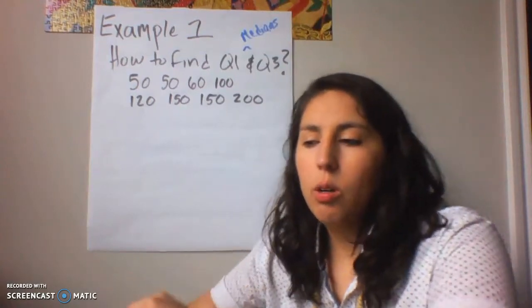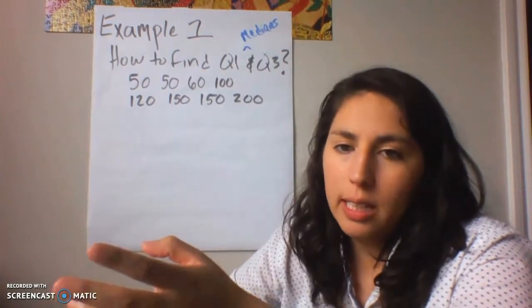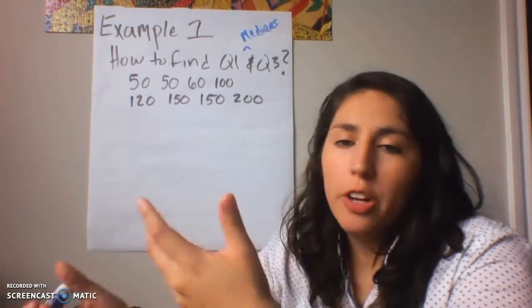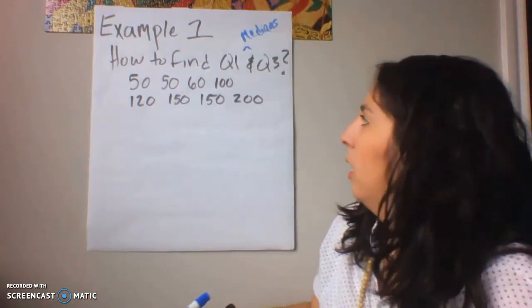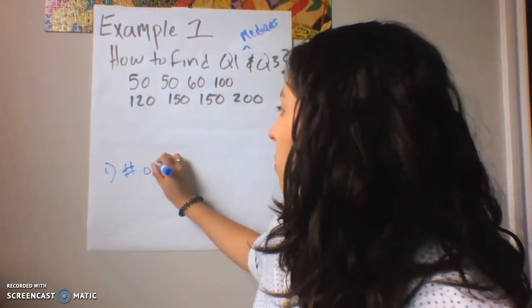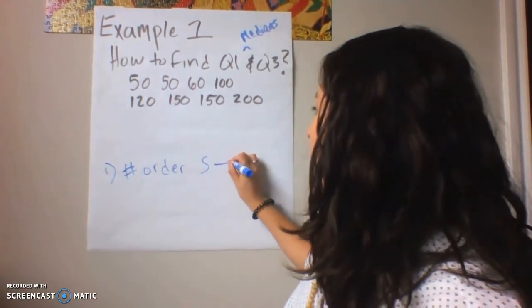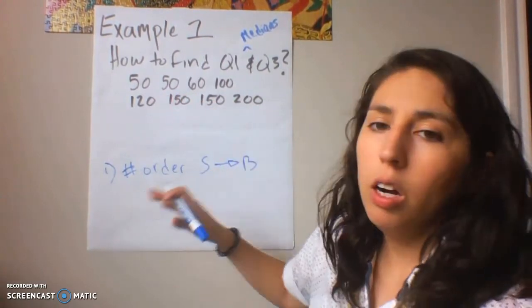Hey, sixth grade. So I'm going to show you a quick tutorial for how to find Q1 and Q3, quartile 1 and quartile 3, which is another median or another middle number. All right, so here we go. Step 1, you're going to want the numbers in order from small to big. Okay, so let's check. Are my numbers already in order? They are, so good to go.